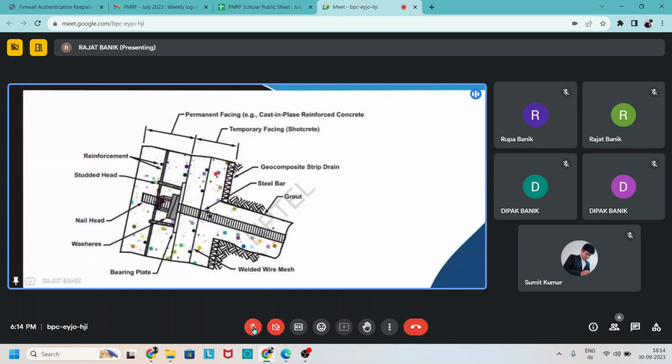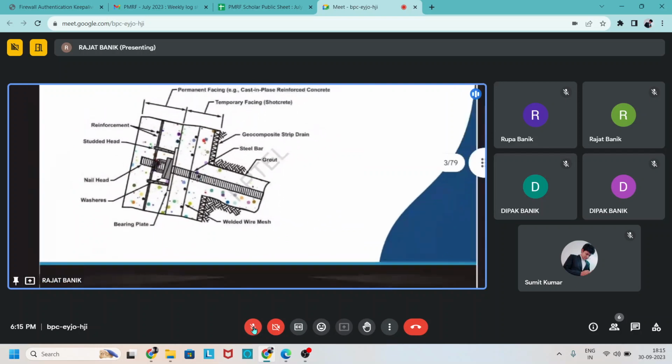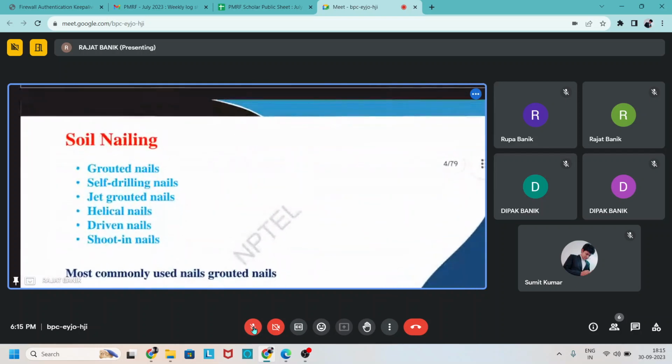If you see the arrangement here, one bearing plate is also used, then washers, nail heads, stud heads, reinforcement and all these things are used to act as a nut and bolt system, or we can say if you apply a nut and bolt to join two steel plates like this, in the same way we can use this arrangement to include the nails into the soil and to stabilize the ground.